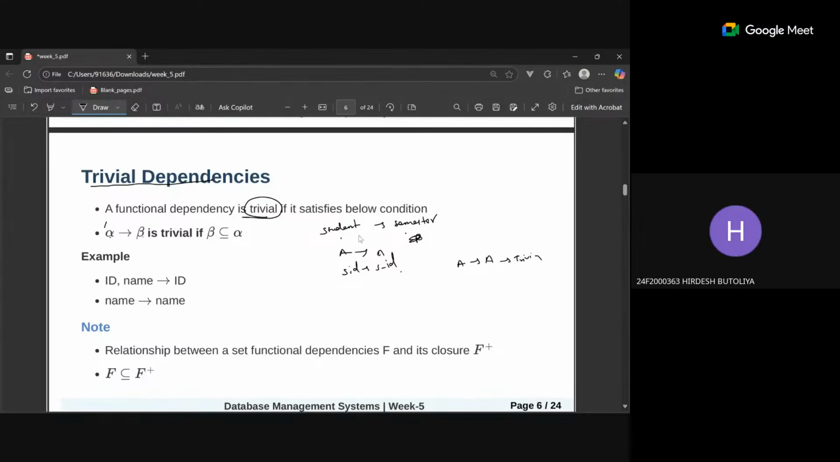Sir, beta is a proper subset of alpha, right? This is not a proper subset, yes. If they are identical, this is not a proper subset. Okay.